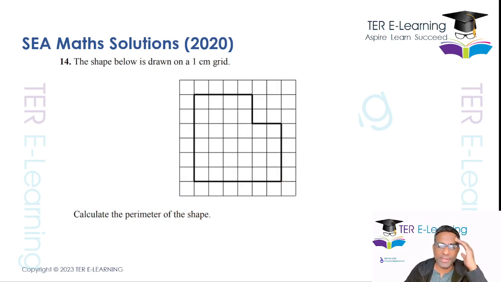We have a shape on a grid here, and we want to calculate the perimeter of the shape, right? You're on a 1 cm grid, so all we need to do is start from one end and start counting. 1 2 3 4 5 6 7 8 9 10 11 12 13 14 15 16 18 19 20 21 22 23 24, right? So the perimeter is going to be 24 cm, right? So that's my perimeter here.